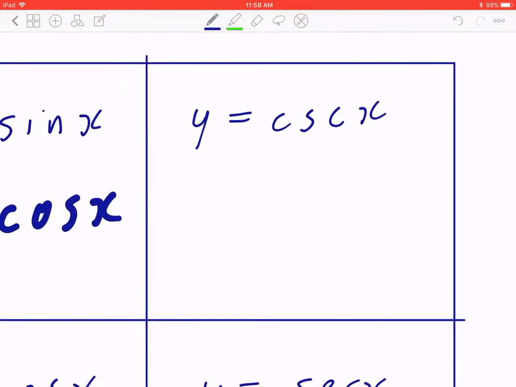Now likewise, and again, these I'll derive with you. I'm just going to show you quickly what the final answer looks like. If y equals cosecant x, y prime is going to be negative cosecant x, cotangent x.